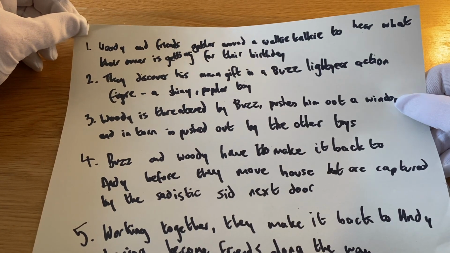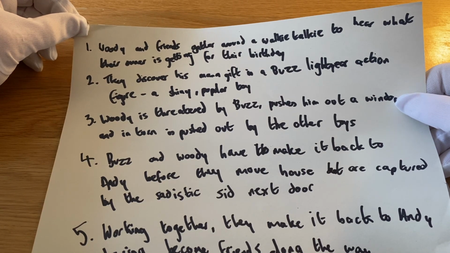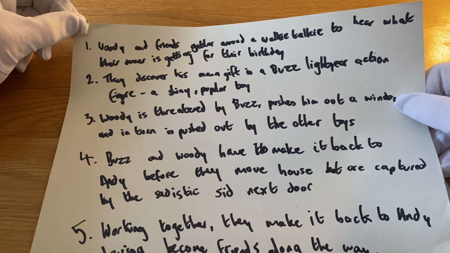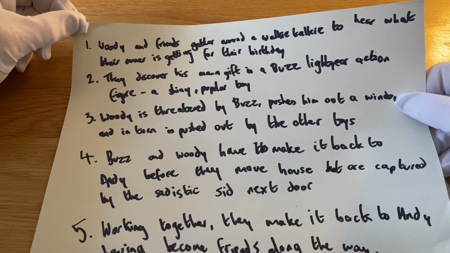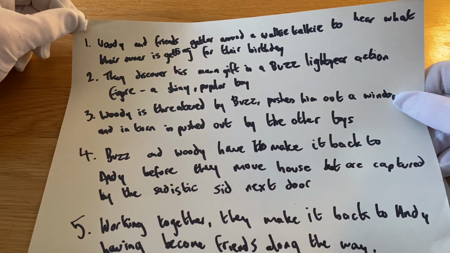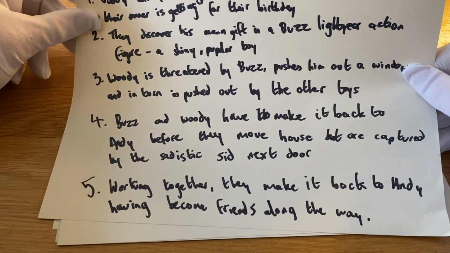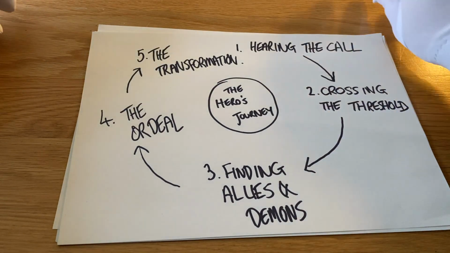3, finding allies and demons. Woody is threatened by Buzz, pushes him out of a window, and in turn is pushed out by the other toys. 4, the ordeal. Buzz and Woody have to make it back to Andy before they move house, but are captured by the sadistic Sid next door. 5, the transformation. Working together, they make it back to Andy, having become friends along the way. I think some very obvious links there.